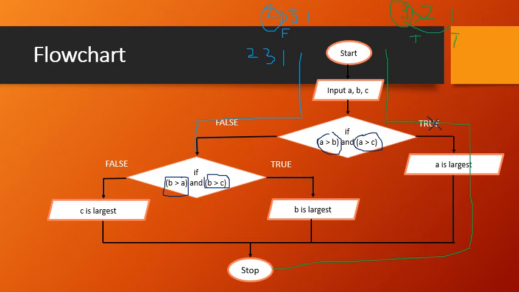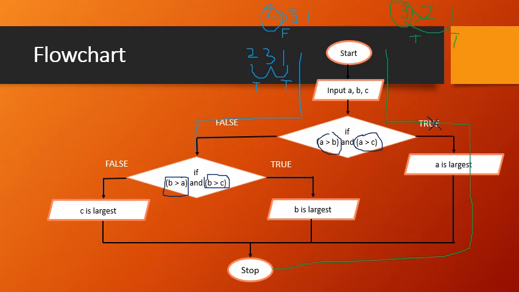Okay, now is B greater than A? B is what? 3. Is 3 greater than 2? Yes, B is greater than 2. That is, 3 is greater than 2. It is true. Second condition, is B greater than C? So that is 3 greater than 1? Yes, 3 is greater than 1. Now you look at here, both the conditions are true.